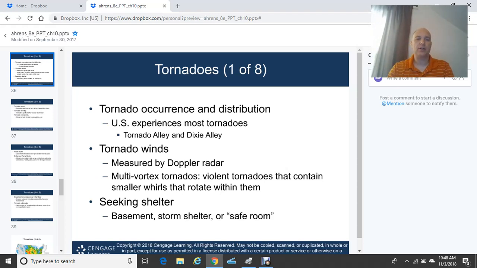Seeking shelter, typically the best spot to go for tornadoes is in the basement. If you don't have a basement, a storm shelter, or even a safe room. Some of these houses today are being built and tested to withstand hurricane force and tornado force winds, and they actually build these special rooms that can withstand such force. They've been tested, and they're called safe rooms.